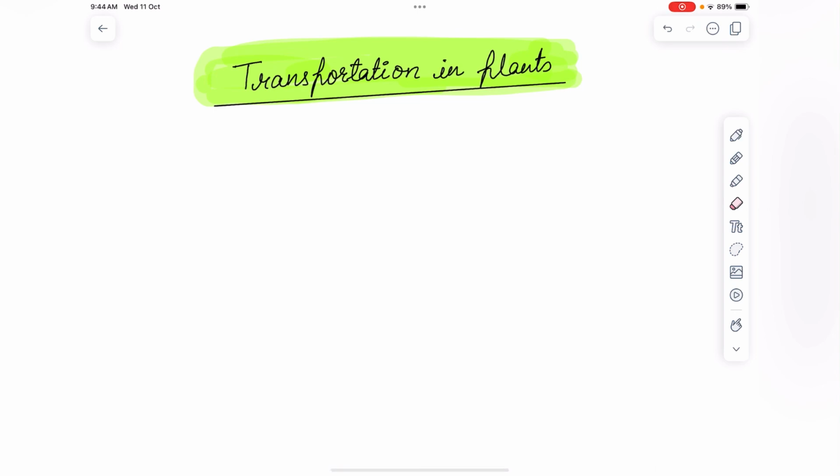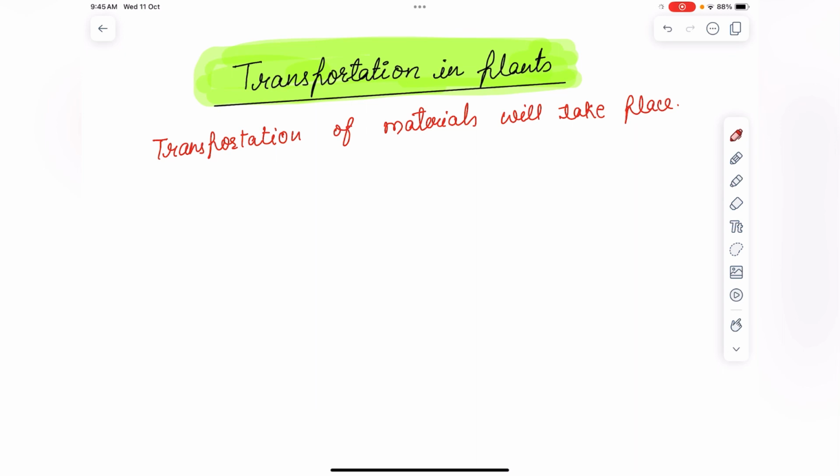Transportation of materials will take place in plants. How will it take place? It will have some vascular bundles. A plant consists of vascular bundles. This vascular bundle consists of xylem and phloem.